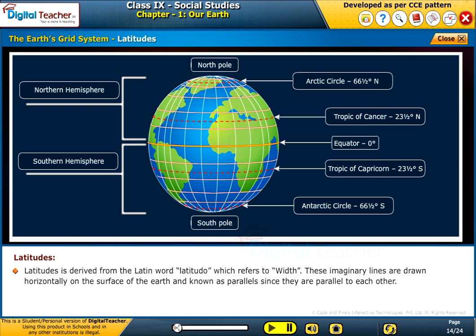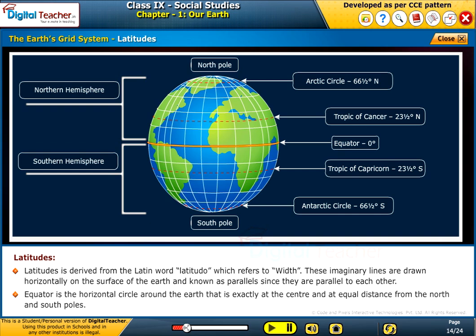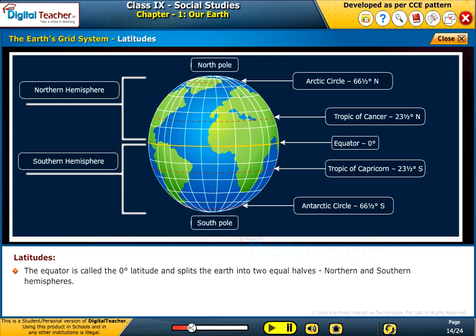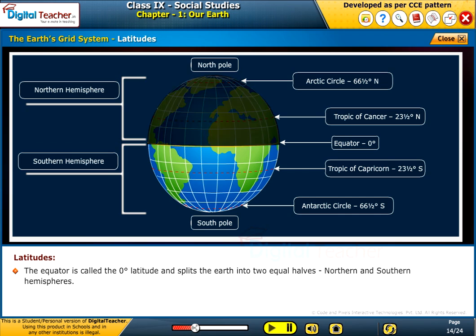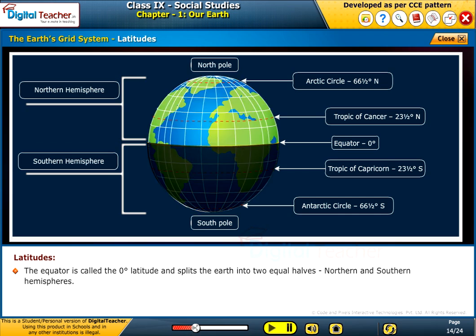Latitudes. Latitudes is derived from the Latin word latitudo, which refers to width. These imaginary lines are drawn horizontally on the surface of the Earth and known as parallels since they are parallel to each other. Equator is the horizontal circle around the Earth that is exactly at the center and at equal distance from the north and south poles. The equator is called the 0 degrees latitude and splits the Earth into two equal halves, northern and southern hemispheres.